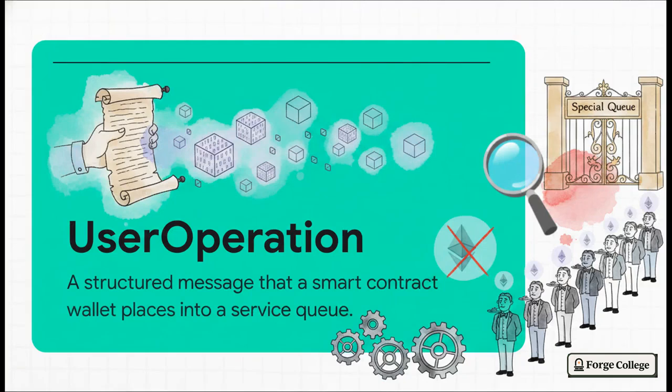First up, we have the user operation. Now, I know user operation sounds like some incredibly boring corporate initiative, but trust me, it's actually the secret sauce to a way better Web3 experience. It is simply a structured data object. Going back to our restaurant, it's the written order you give to the waiter. It contains exactly what you want to do, but, and this is key, it is not a standard Ethereum transaction. It exists entirely in its own special queue.